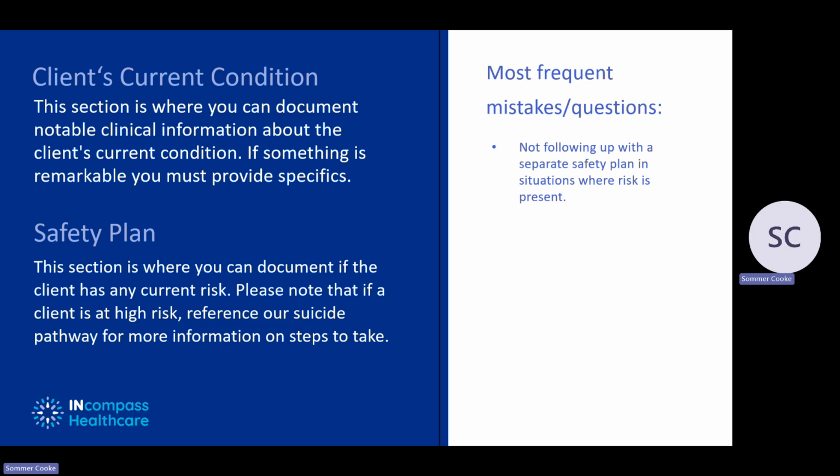The next section is the client's current condition. Using check boxes, you can document notable clinical information about the client's current condition, and if something is remarkable, you must provide specifics. The next section is the safety plan. This is a section where you can document if the client has any current risk. Please note that if the client is at high risk for suicide, you want to reference our suicide pathway for more information on steps to take. Some of the most common mistakes in these sections are indicating that a risk is present, but not following up with a safety plan.